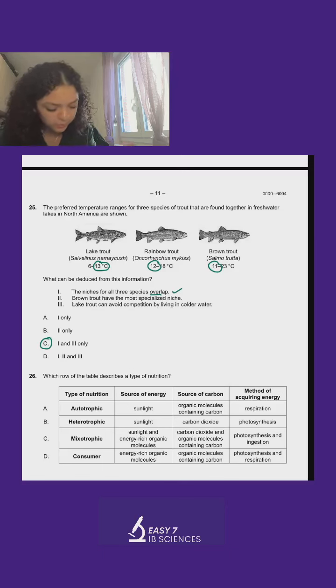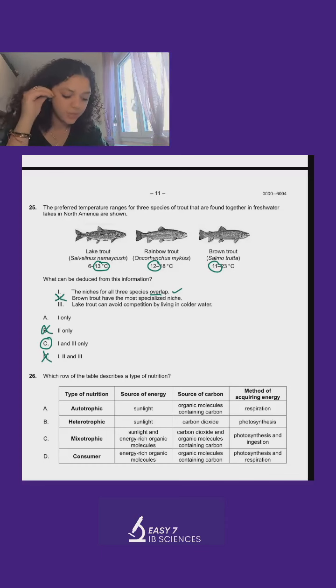So if I is correct, what can we cross out? We can cross out B. Okay. It says brown trout have the most specialized niche. Does this information tell us that? No, right? It does not tell us which one's more specialized. We don't know. Maybe they wanted to trick you with the temperature because it has a lower temperature range. It has a more specialized niche. But no, this information does not tell us this. So 2 is incorrect. So we can cross out D. And so now you have a 50-50% chance. If you didn't know the answer, you could have just guessed from this point on.